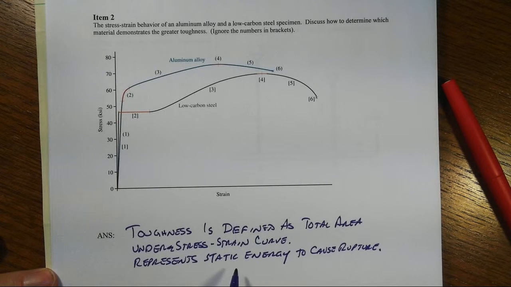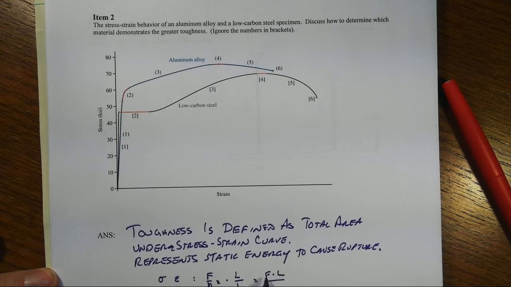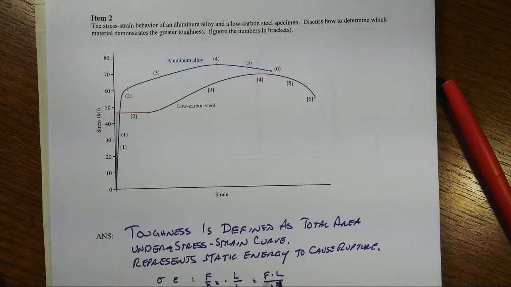the stress strain curve. Notice that stress would have units of force over length squared, and strain would have length of deformation over length of original. So you actually are getting an energy, force times length of deformation, divided by volume, or per unit volume. So it's really the energy to rupture per unit volume that the area represents.